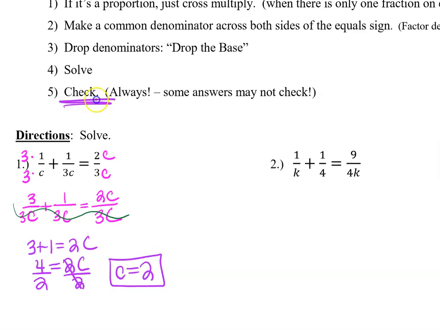Now you always have to check to make sure that you don't get any zeros in the denominator. So if I plug 2 back in, it would be fine. In fact, the only value of c that I cannot have is 0.